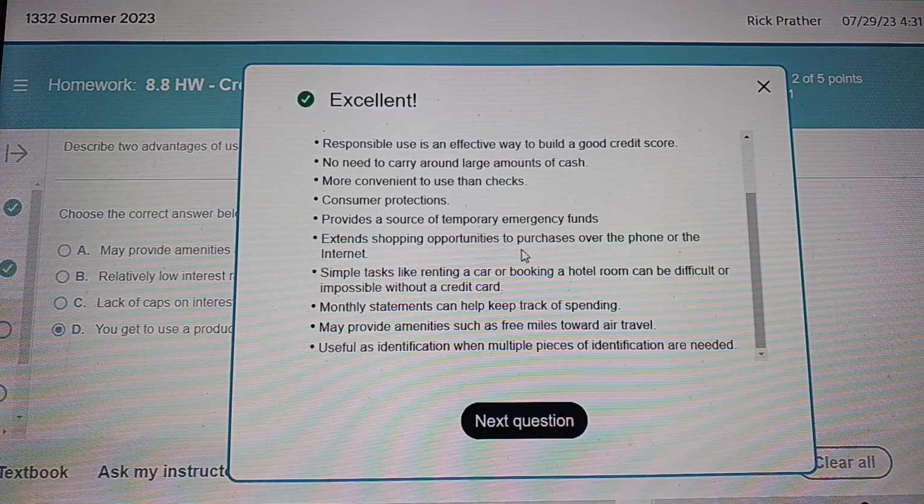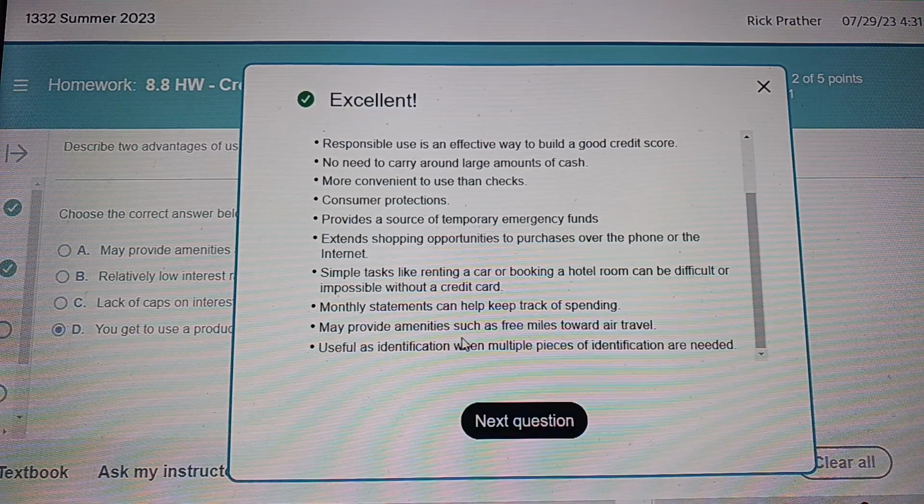Extends shopping opportunities to purchases over the phone or the internet. You can't do that with cash. Simple tasks like renting a car or booking a hotel can be difficult without a credit card. Yeah, sometimes they won't do it unless you have a credit card. Monthly statements can help keep track of spending. Yeah, that's another thing too. If you're just spending things with cash, you might lose track of how much you're spending.